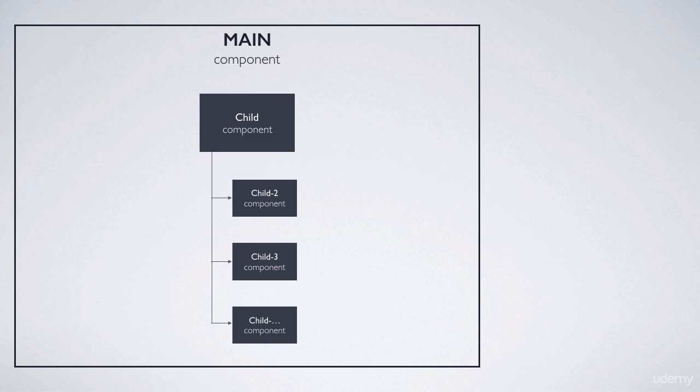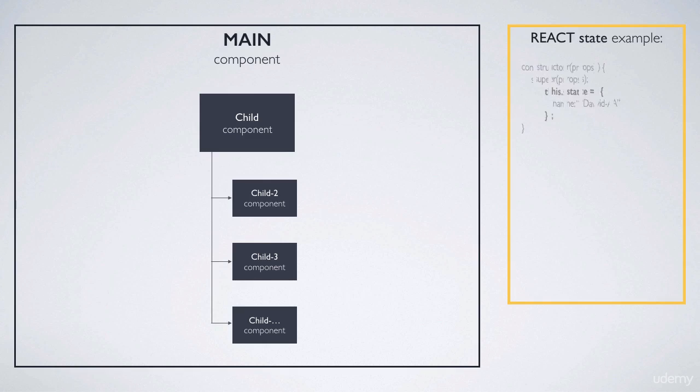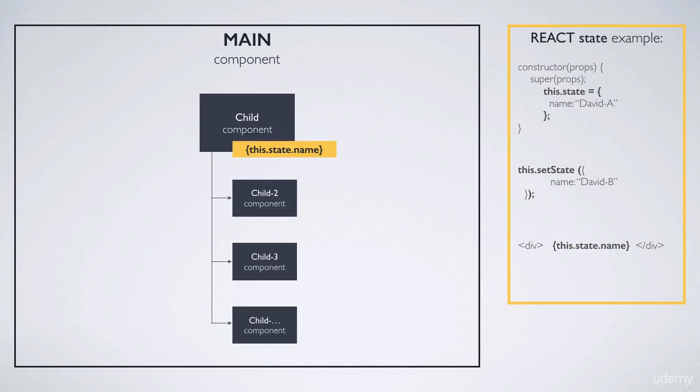In React, you have a main component and some child components. You set some initial state, and you also decide when and if that state should change based on some events happening in your app. And React will automatically update the UI accordingly. Eventually, you can make the state available to child components by passing it as props.